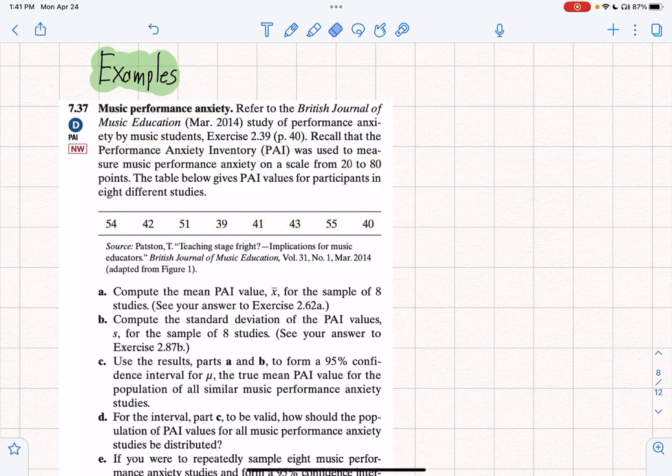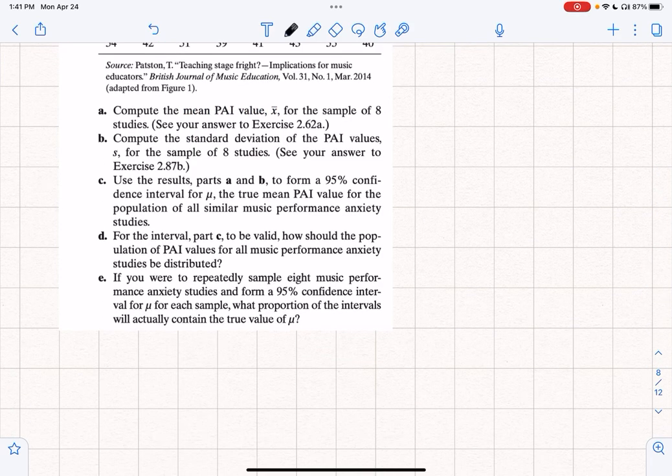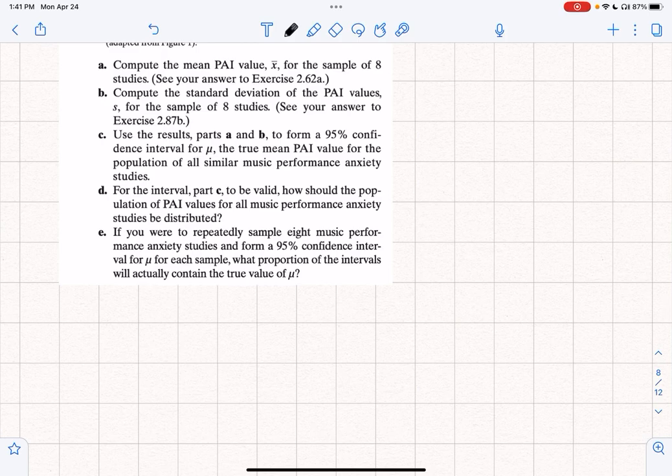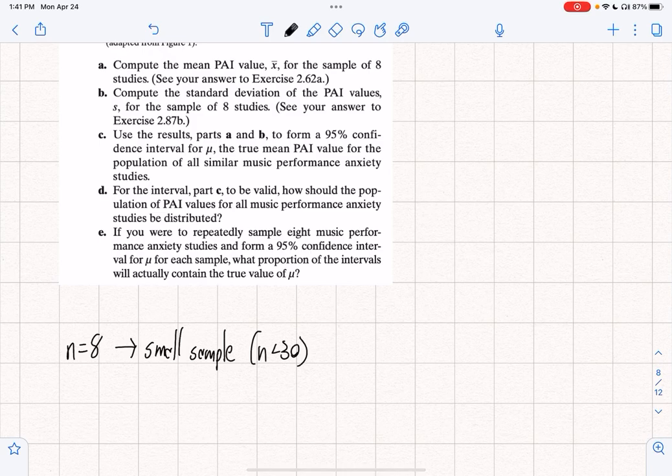So let's look at some of these questions. We want to compute the mean score, x bar, of the sample. We also want to compute the standard deviation from this sample, from the 8 people. So let's start with the information we know. We have n is equal to 8 here. Notice that this is a small sample. By small sample, I just mean n is less than 30. So when we have a small sample, we're going to use the t-statistic instead of the z-statistic.